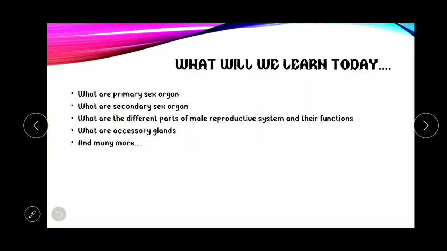Now, let's begin. So first of all, what we will discuss today: we will see what are primary sex organs and what are secondary sex organs, along with their examples. Then we will also learn what are the different parts of the male reproductive system along with their functions, and what are accessory glands and many more.